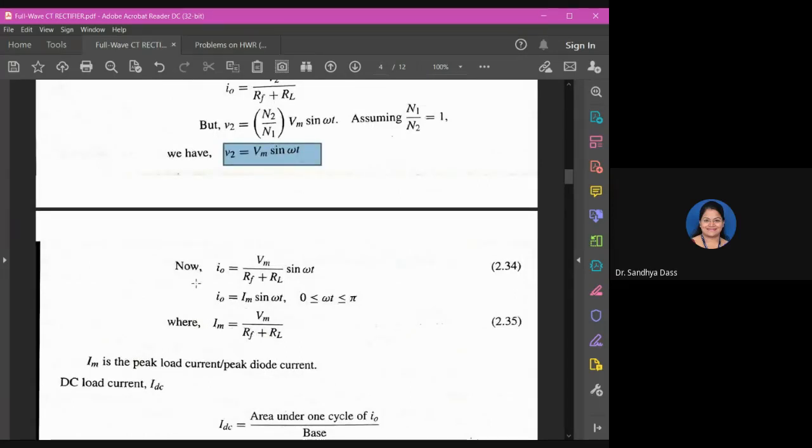Now we will take I naught is equal to Vm by RF plus RL, considering the practical diode condition. All right. And I naught is Im sin omega t between 0 to pi, taking one half cycle, considering only one half cycle because it is repeating every half cycle. So in the full wave rectifier, we will consider only half cycle, all right, because it is repeating.